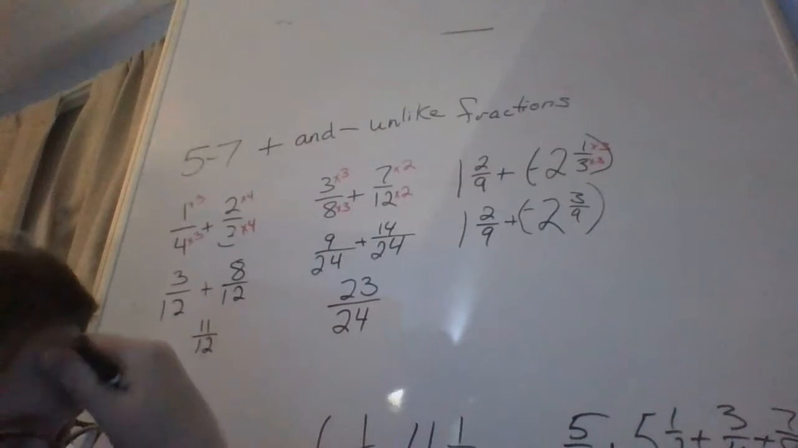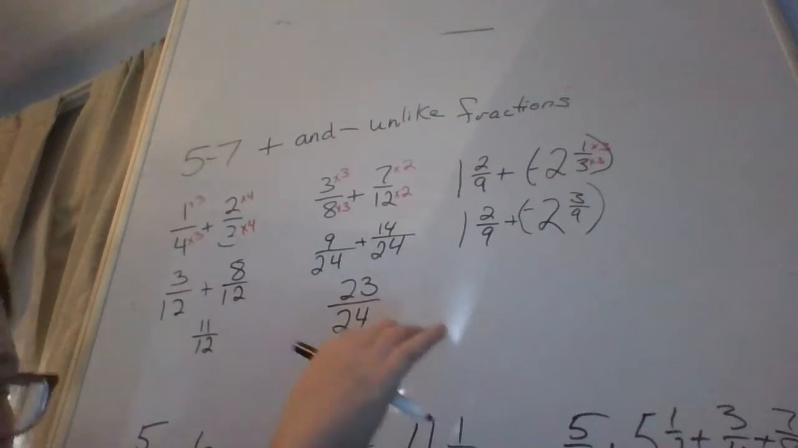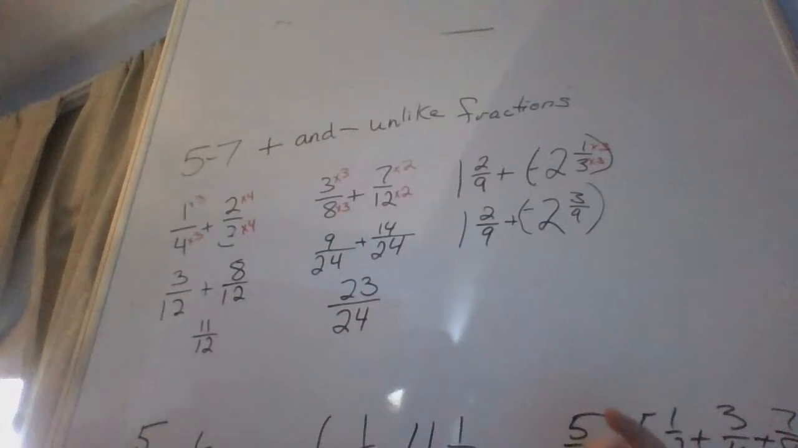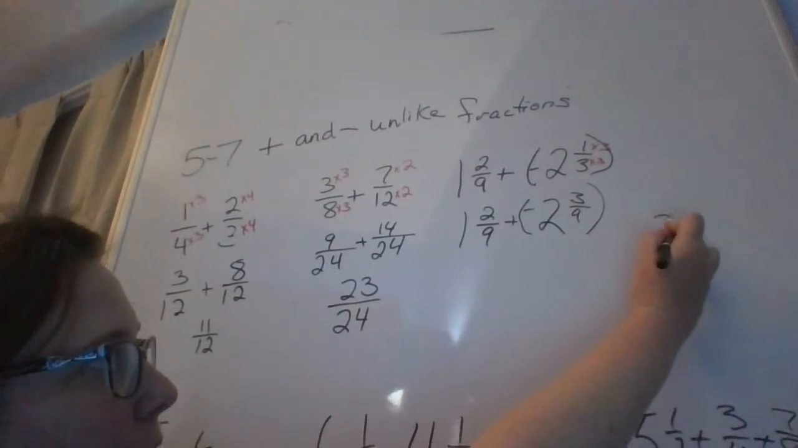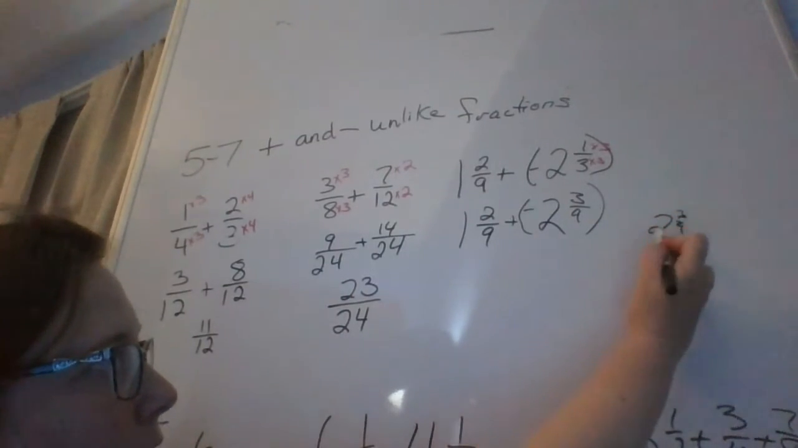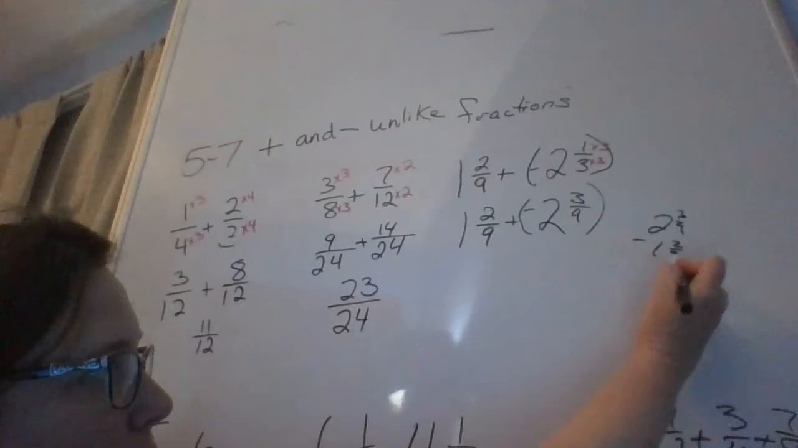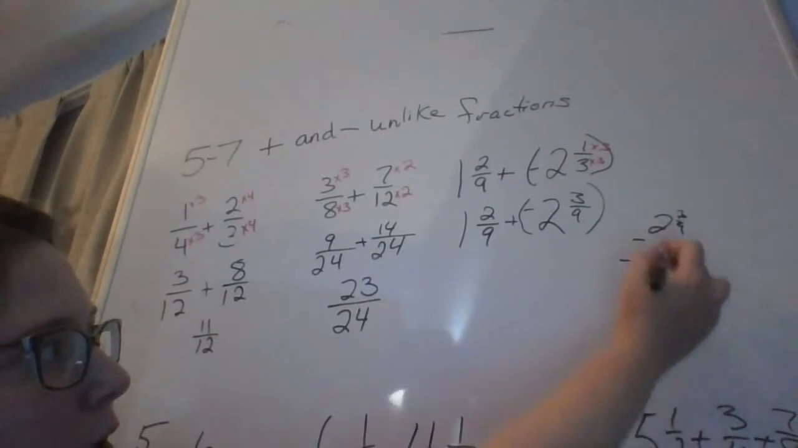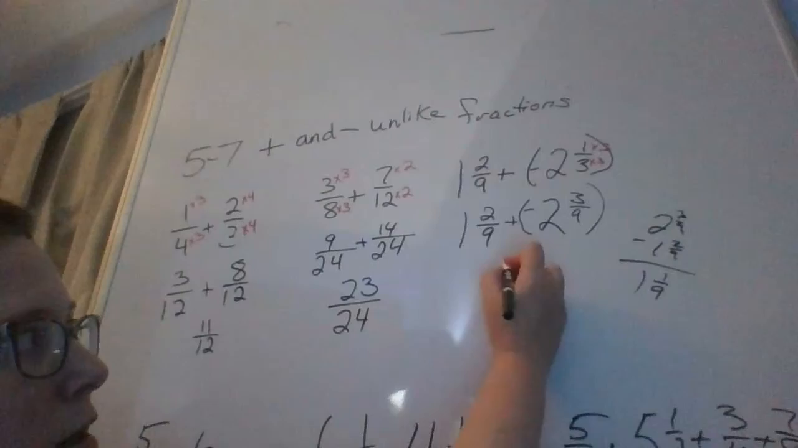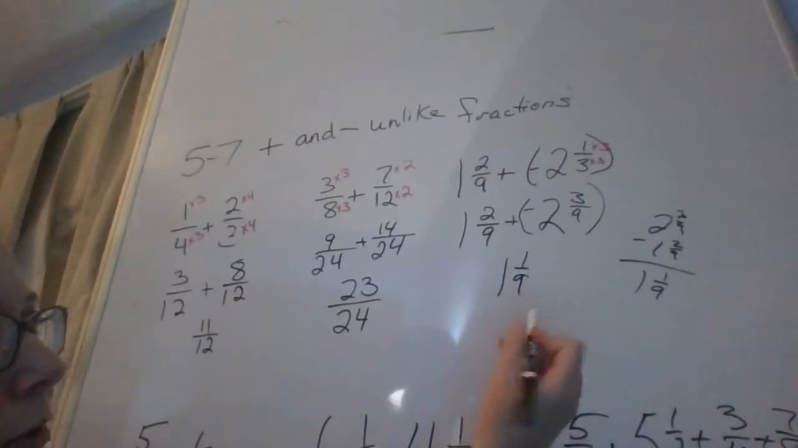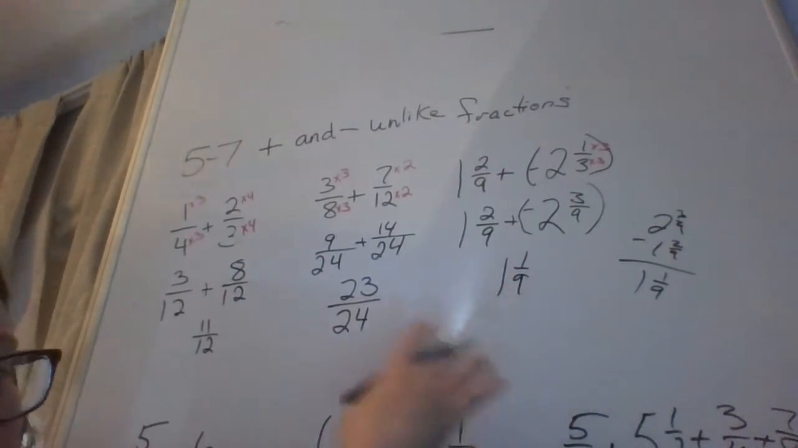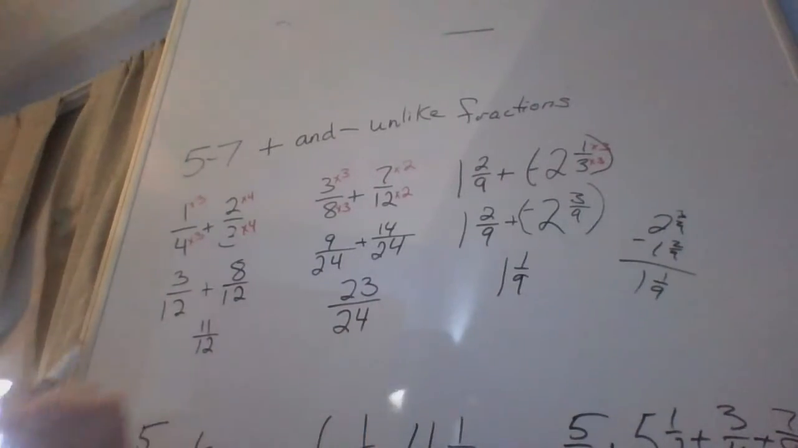So now I need to remember what happens with a positive plus a negative, which is I'm actually going to subtract. So I'm really thinking about what is 2 and 3/9 minus 1 and 2/9. Well, 3/9 minus 2/9 is 1/9. 2 minus 1 is 1. So on this problem, we didn't even have to change to improper fractions. We could keep them mixed numbers and it worked out to be 1 and 1/9.